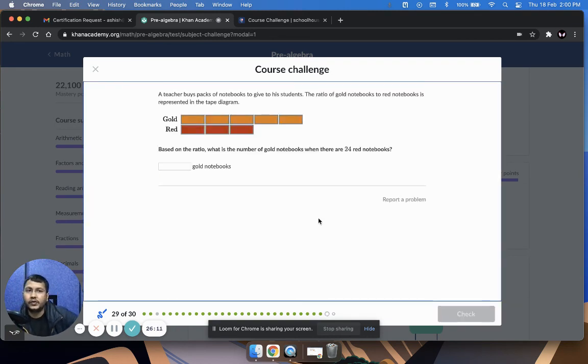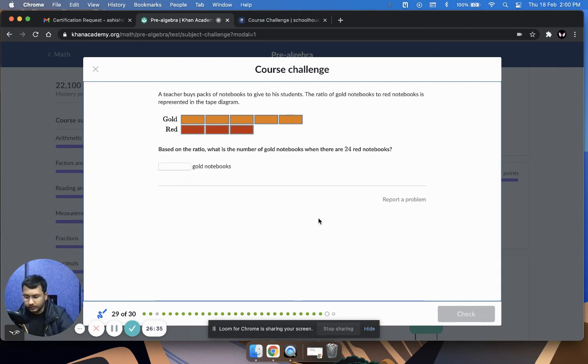Okay, 2 more to go. A teacher buys packs of notebooks to give to his students. The ratio of gold notebooks to red notebooks is represented in the tape diagram. So you have more gold and less red. And what's the ratio? The ratio is 5:3, which means for every 5 gold books, you have 3 red books. Based on the ratio, what is the number of gold books when there are 24 red notebooks?